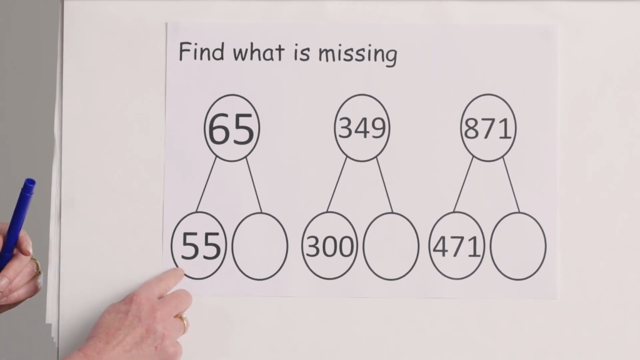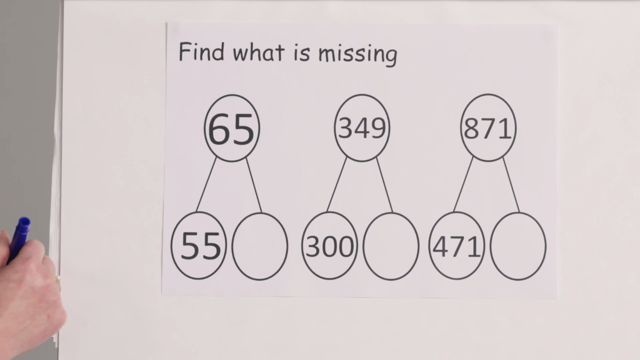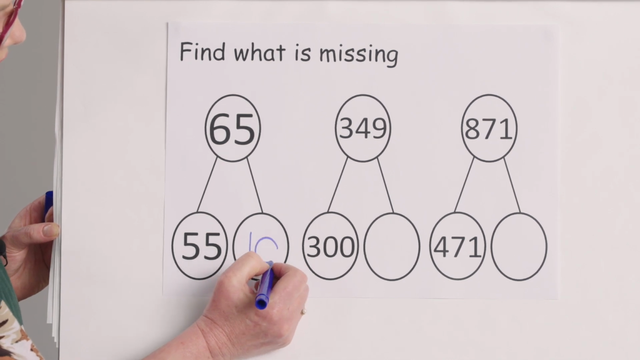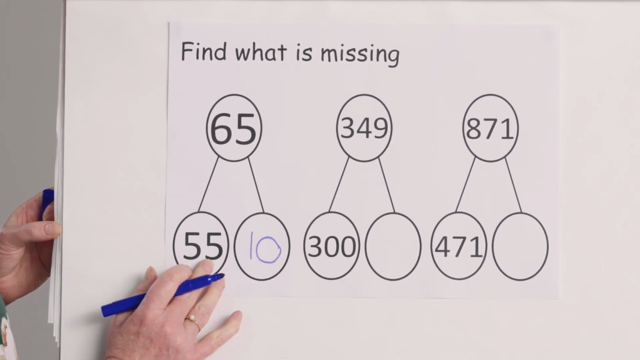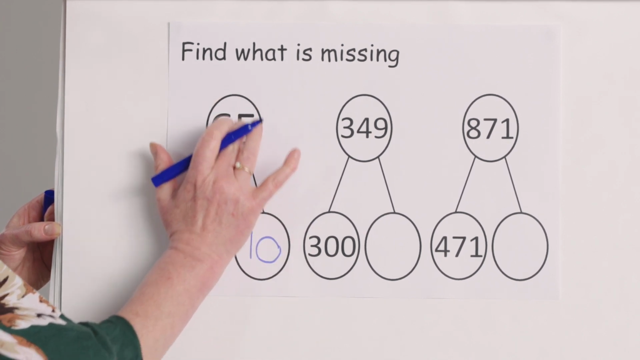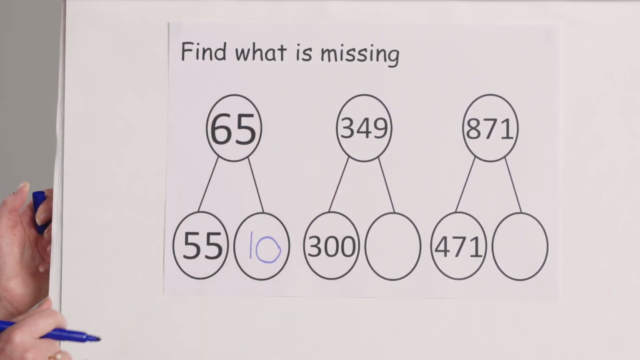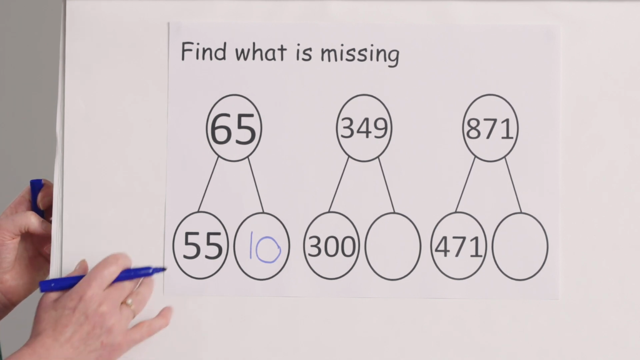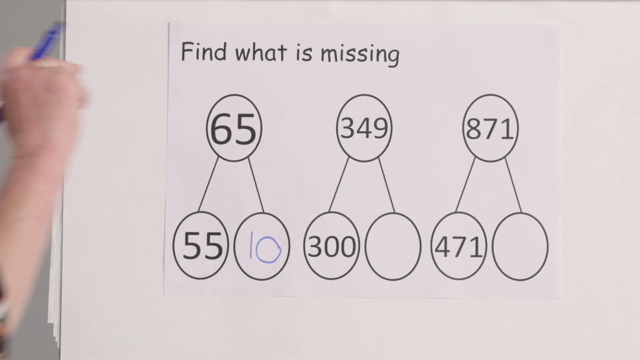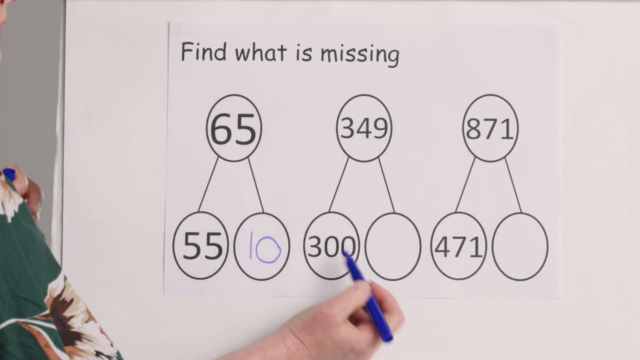Okay, so if I've taken 55 from 65, what I have left over is 10. I have 55 and 10 will make 65. I have one lot of 10 missing from my part, whole. Okay, I think we've got our thinking caps on now. Let's have a look at this one.